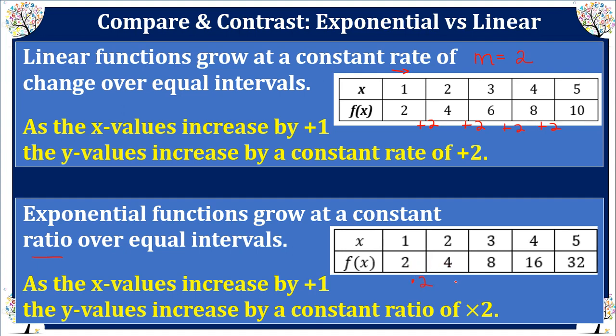So instead of increasing by adding the same amount, we are going to increase, in this case, by multiplying by 2. 2 times 2 is 4, times 2 is 8, times 2 is 16, times 2 is 32. Because we have a constant ratio, we have an exponential function, and this would be the b value of the equation. In this case, b equals 2. Remember, for exponential functions, it's f of x equals a b to the x.